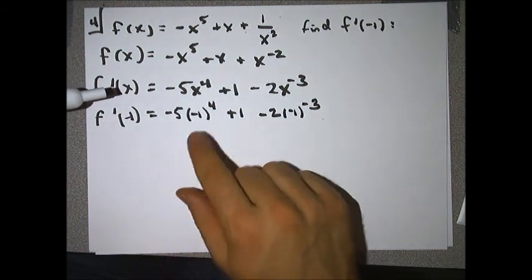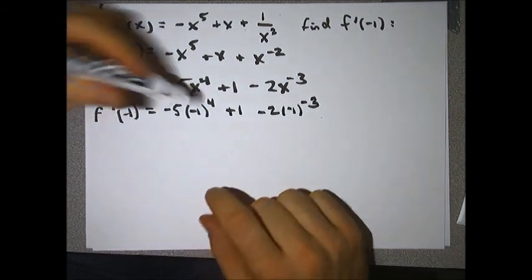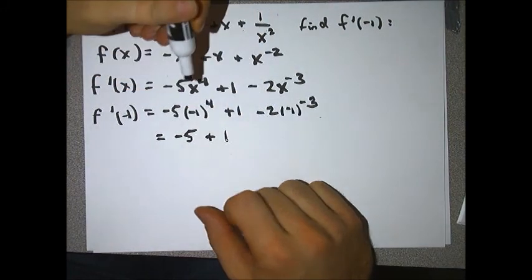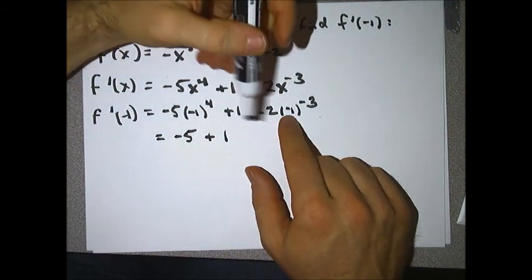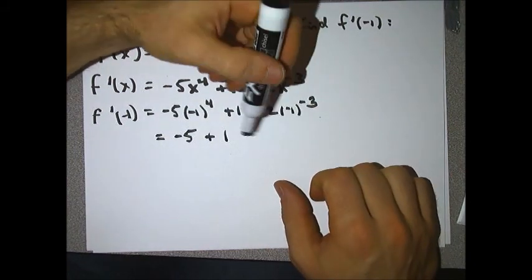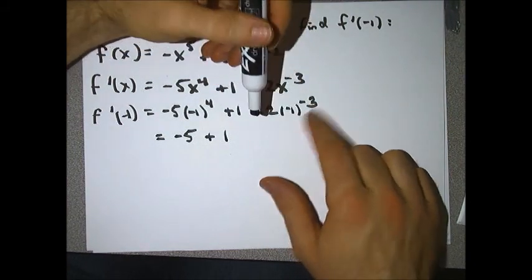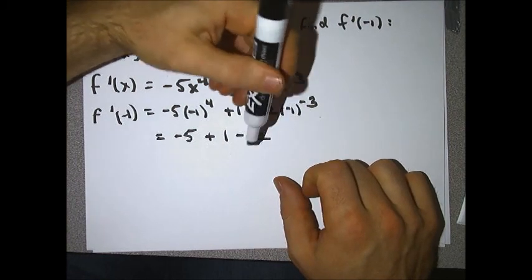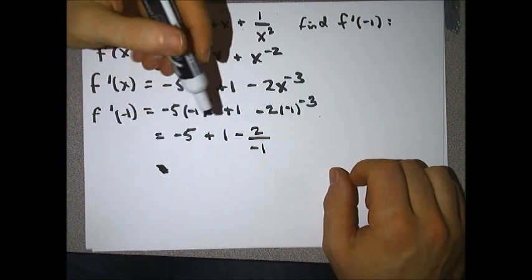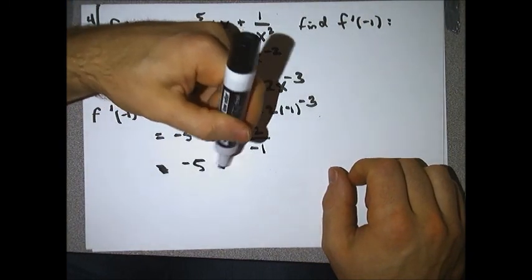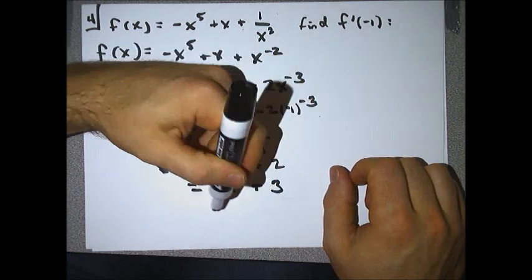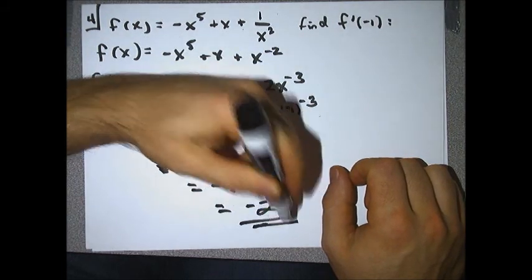Now we want to do some evaluating. -1 to the 4th is 1. So this is -5 plus 1. Over here, we want to rewrite this. -1 to the -3rd is a -1. So this is really, when you flip it, -2 over -1, but a negative and a negative make a positive. -5 plus 1 plus 2 is really -5 plus 3, -2.